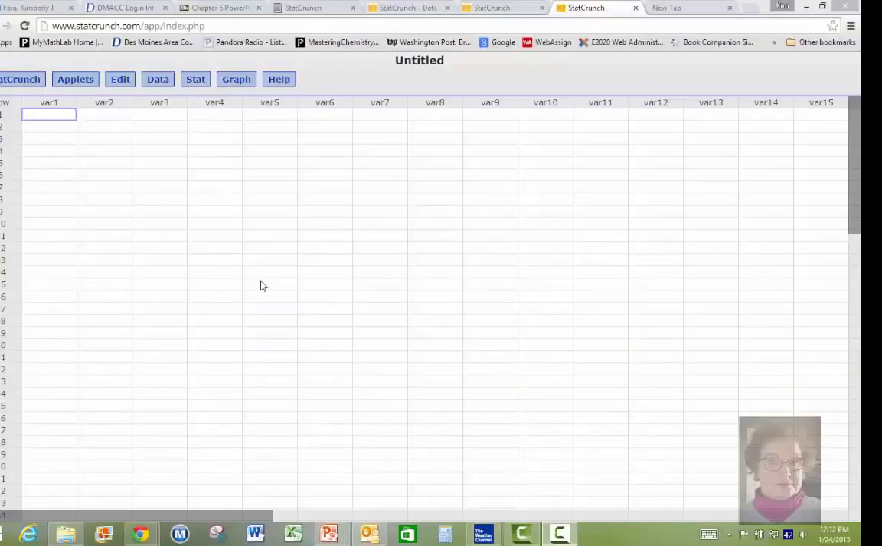We're going to use StatCrunch to help us calculate the mean and the standard deviation for the Archaeopteryx data that is on slide 37 in the PowerPoint presentation. You can rename your variables just by going up to the top and typing over it. So I'm going to do my femur first, and then I'm going to do my humerus. Oops, better spell it right. And then I'm simply going to type in my data.